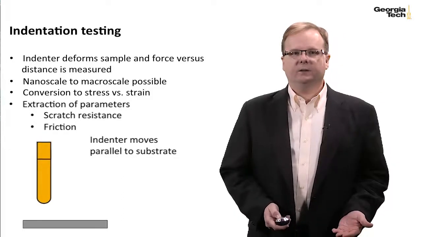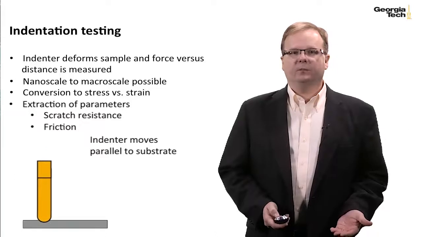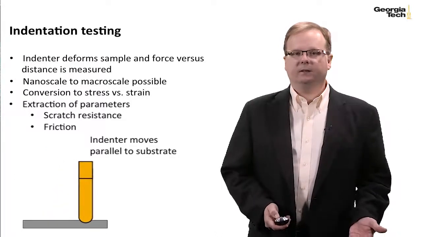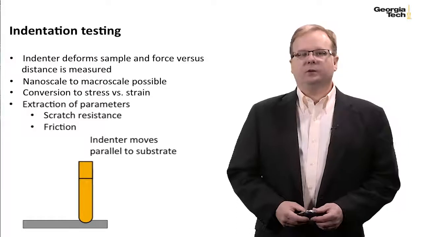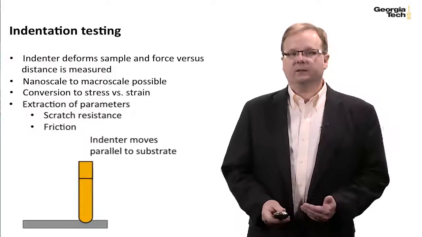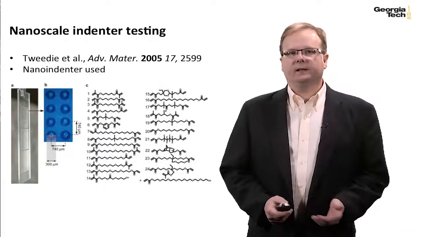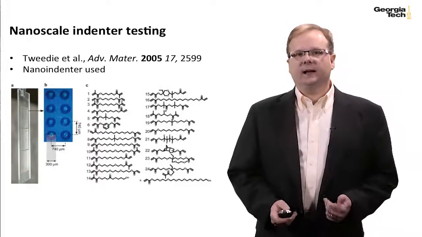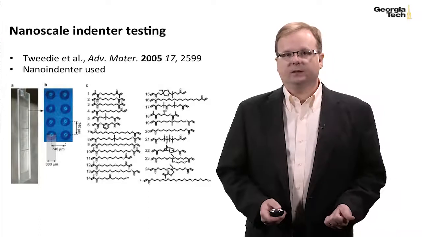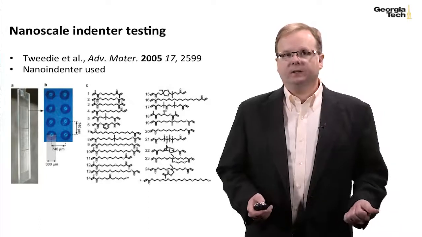Now, in addition to having the indenter move normal and push into the substrate, you can also have the indenter load the substrate and then move parallel to the substrate like this. In this configuration, you can measure properties like scratch resistance and friction. So one of the examples I'll talk about is using a nanoscale indenter testing instrument called a nano indenter.